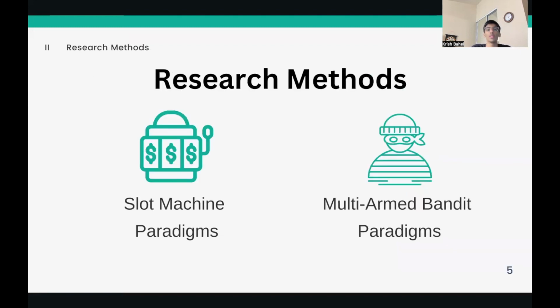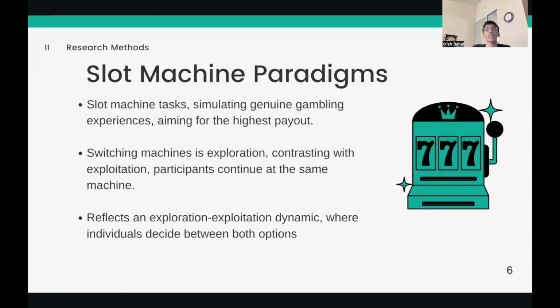Moving on to the important research methods. In my review, I was able to find two main paradigms, the slot machine paradigms and the multi-arm bandit paradigms. In the slot machine paradigms, the slot machine tasks simulate genuine gambling experiences where participants have to aim for the highest payout from these machines. In this context, switching machines can be defined as exploration, while exploitation would be participants continuing at the same machines, aiming for the highest payout. And this reflects an exploration-exploitation dynamic where the individuals have to choose between one or the other.